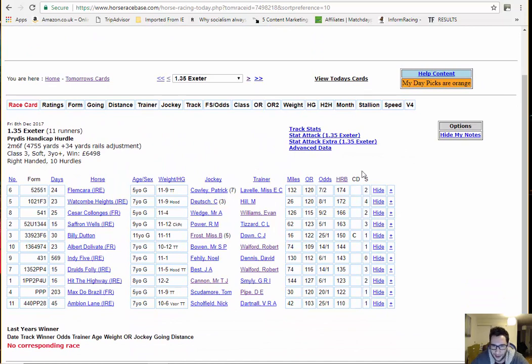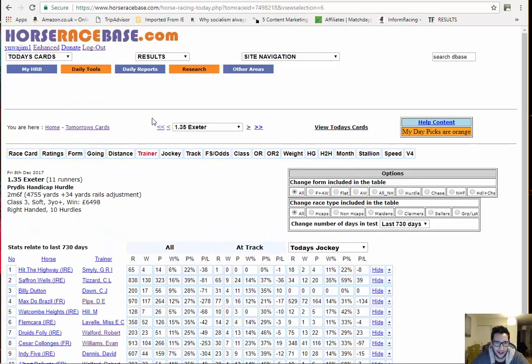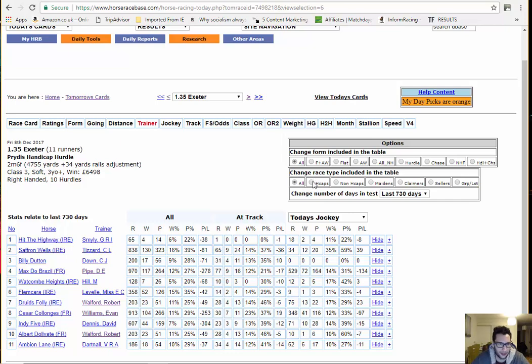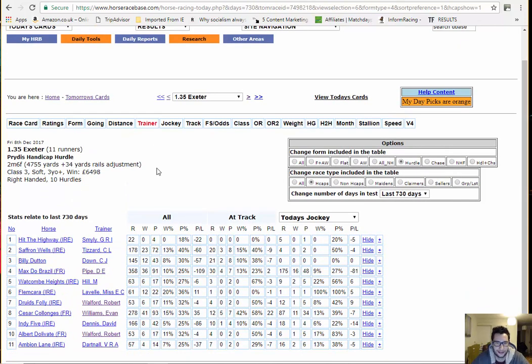Handicap hurdle. Again, you can absorb those Horse Race Base ratings. There are 4 that have a rating of 160 plus, and there's quite a gap back to the 5th. So maybe the winner is coming from these top 4 here. Again, if we look at the trainer and the track, it's a handicap hurdle again. Who have we got? Tizard's got 3 winners, not prolific, but decent enough.